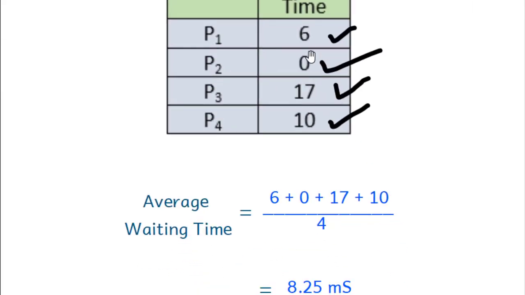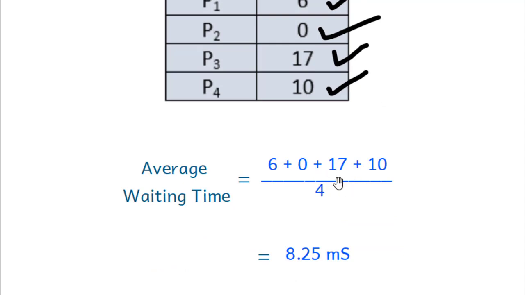Now to find the average, we add all these 4 numbers, which gives 33, and divide by 4, which is 8.25 milliseconds, if the time is in milliseconds. So this is the average waiting time.